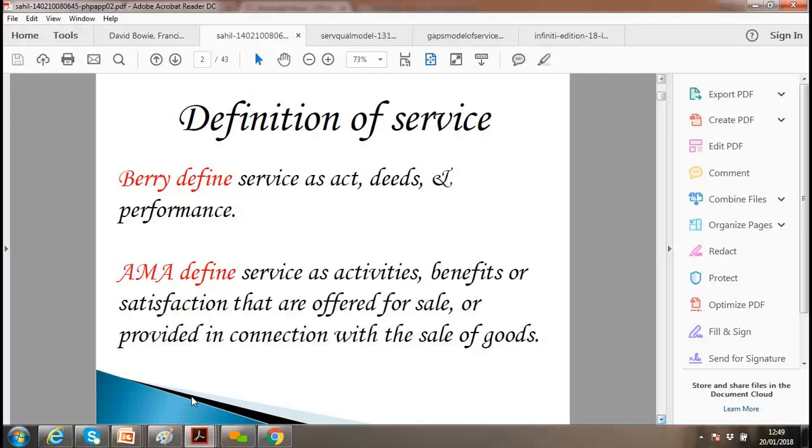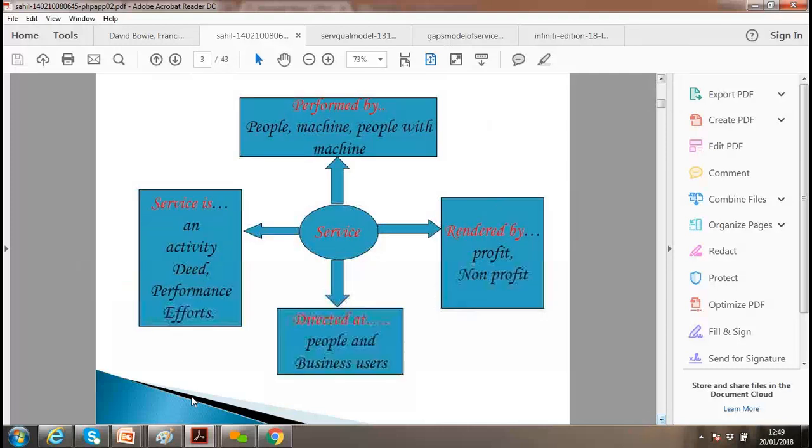Berry defines services as acts, deeds, or performance. The AMA, the American Marketing Association, defines service as activities, benefits, or satisfactions that are offered for sale or provided in connection with the sale of goods. We call that service. Today we'll just focus on the basic discussion of the gap model, which in one of the lessons we'll try to apply.